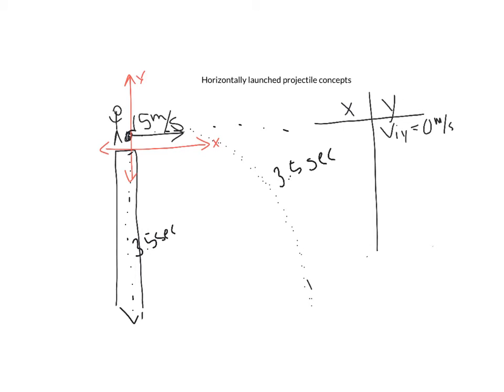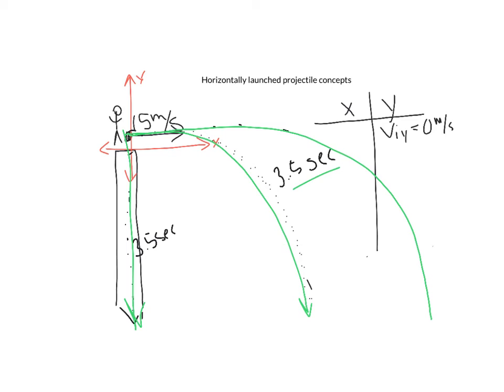Now, the key point on this slide was to remember that if the ball was dropped straight down, let's say it took 3.5 seconds. If it was kicked at 15 meters per second, it would still take 3.5 seconds. And if it was kicked at an even greater initial velocity, it would still be 3.5 seconds.